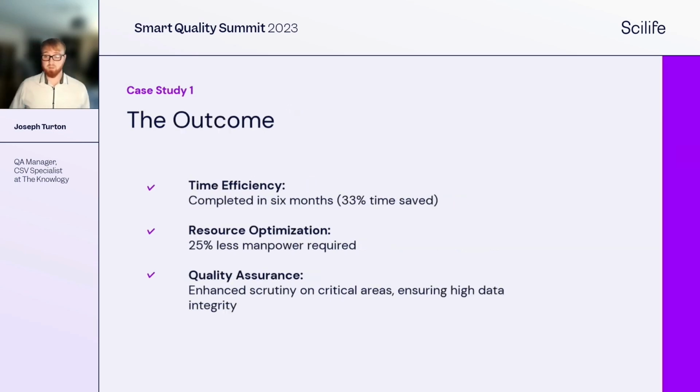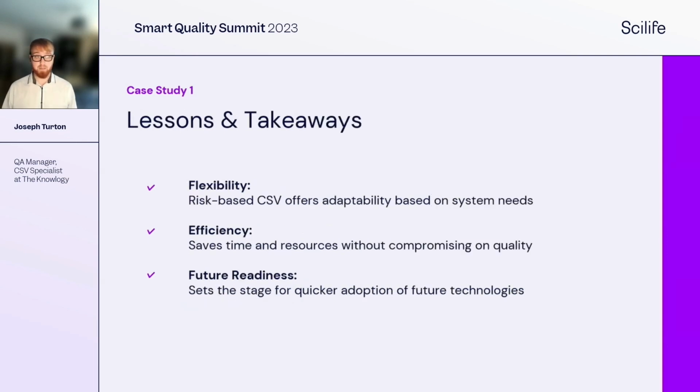So the results, I think I covered a bit of that already. Remarkable efficiency. They successfully implemented the LIMS in just under 6 months. That's a 3-month time saving. They also optimized their resources, saving personnel for the validation, and most importantly, they didn't compromise quality. The risk-based approach meant that the higher areas of importance underwent deeper validation, and they ensured a higher level of data integrity. So the key takeaways: GLP Corp's journey underscores the value of being flexible and using a risk-based approach. It's a testament to how we can achieve efficiency without sacrificing quality.